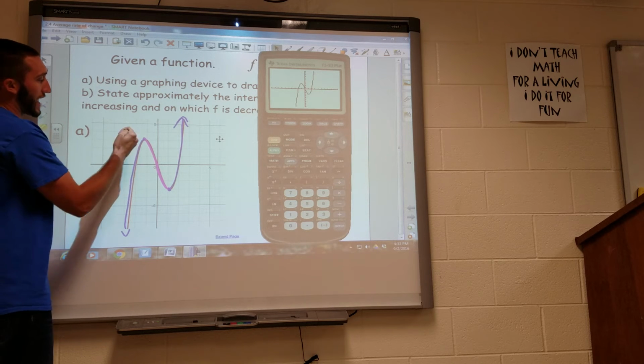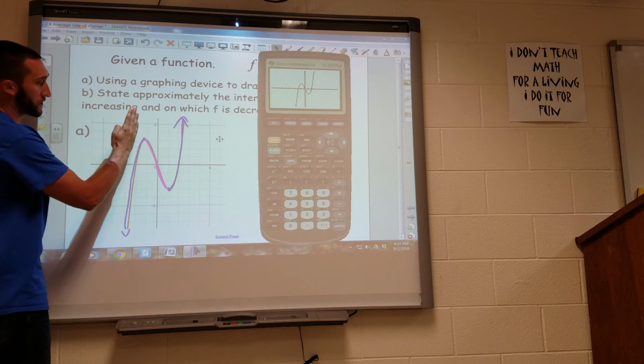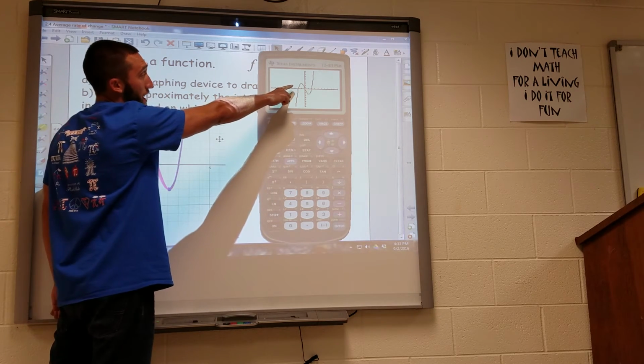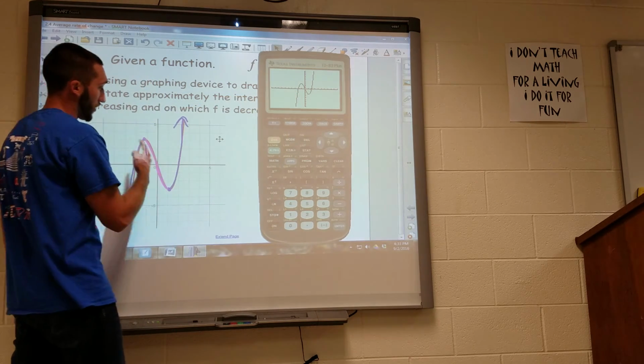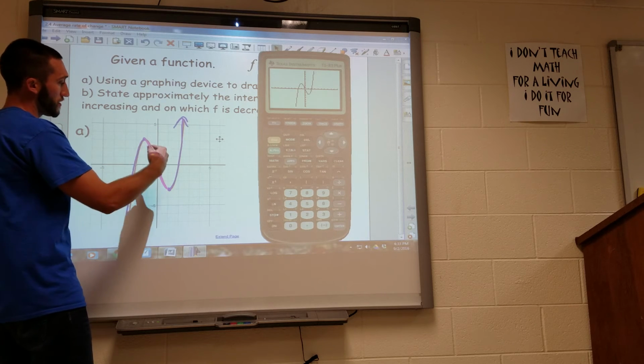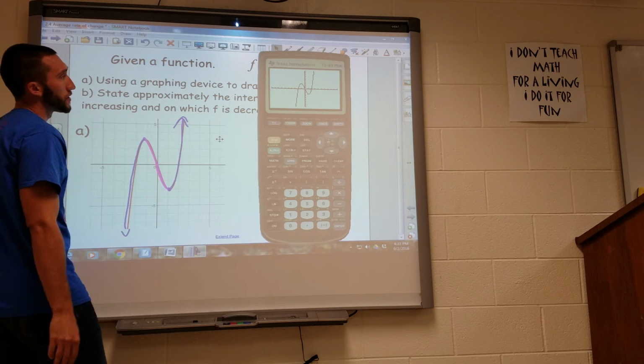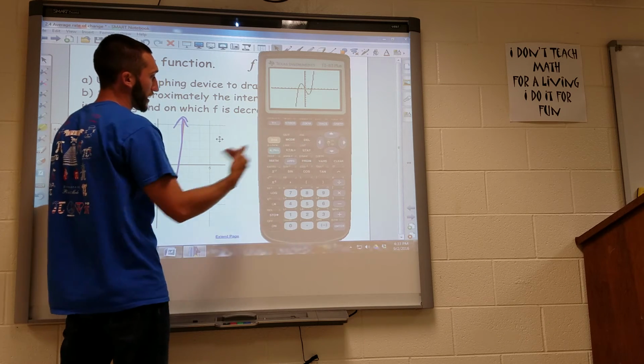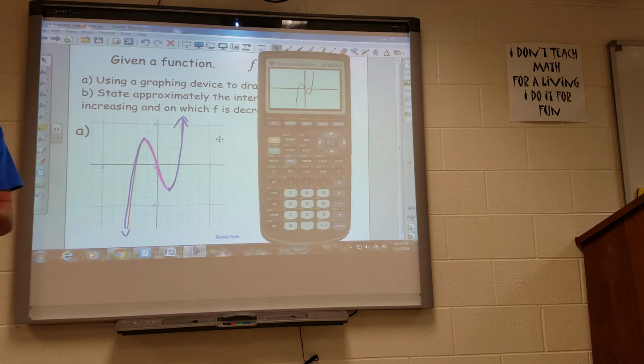So to find exactly where my graph stops increasing, I've got to find that maximum point on my graph. It's hard to see the maximum point from here. So I'm going to go over and find the maximum on my TI-83, then I can determine the intervals where I'm increasing and decreasing.